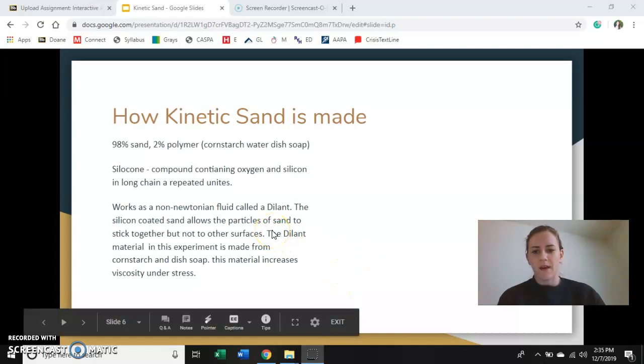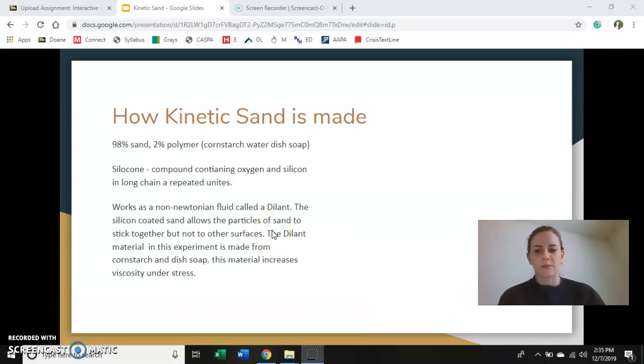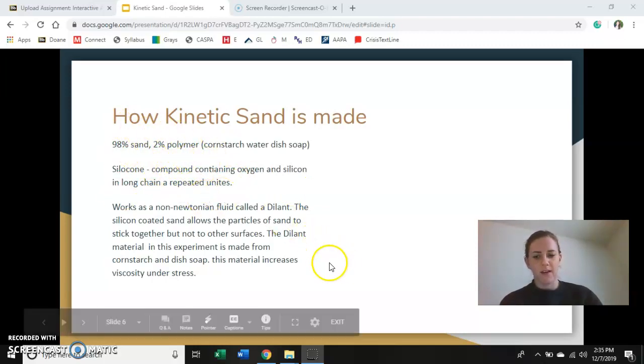Okay, so how is kinetic sand made? I found that it's 98% sand and 2% polymer, with cornstarch and water dish soap in this experiment. Silicone is a compound containing oxygen, silicon, and a long chain of repeating units. That was part of the sand as well, and the polymer helped bind the silicone together.